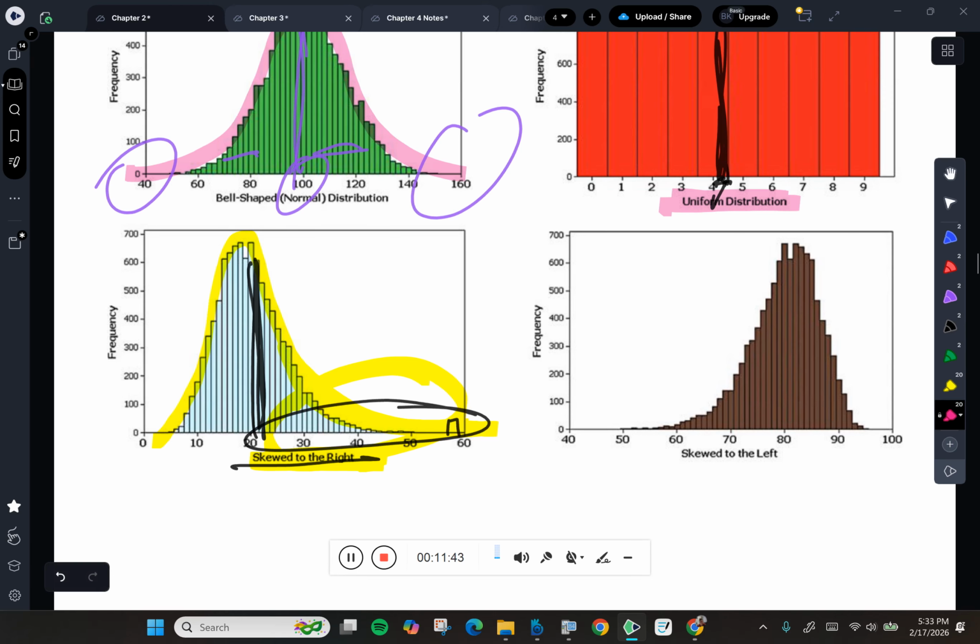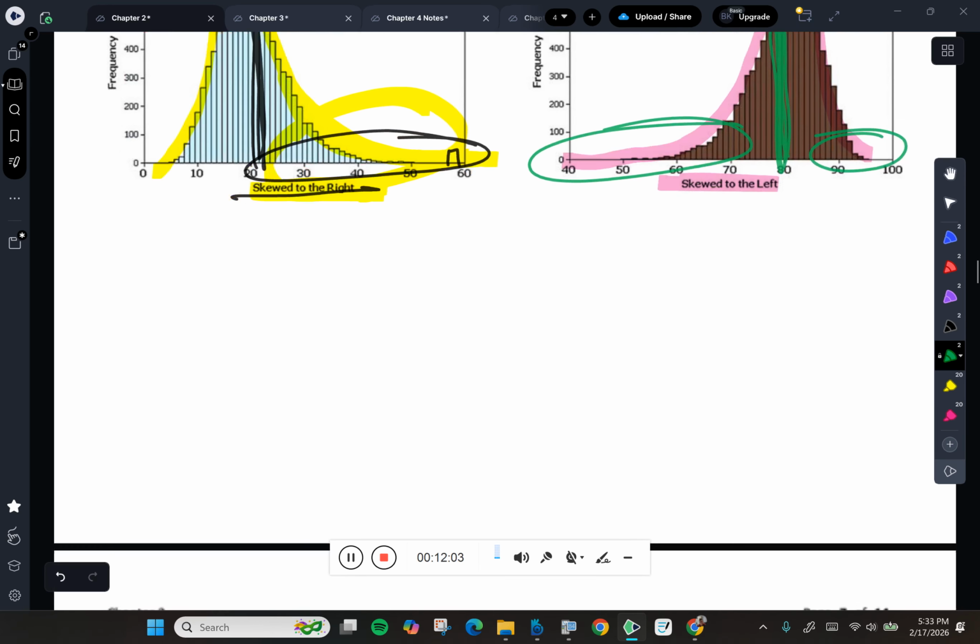And if I flip that, I get skewed to the left, where the left side's too big and the right side's kind of small. Again, I could still find a middle. I could say the middle's about here and it would balance. I could say there's a lot of variability on the low end, little variability on the high end. I'm not seeing any outliers, but I am seeing a nice skewed to the left distribution.